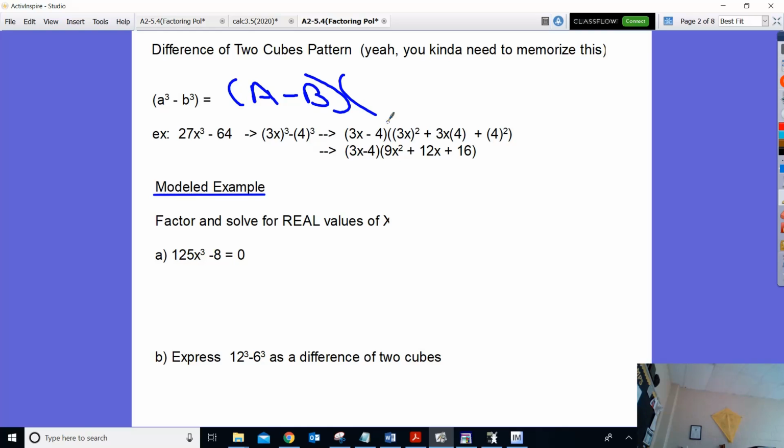A minus b times a squared plus ab plus b squared. Right. Probably also in your notes somewhere too. I almost had it. I had it mixed up. It's a cubed minus b cubed. It starts with a minus b. That's how it starts. Now, there's also a sum of 2 cubes, and the lettering is the same, it's just the signs are different. We're only going to do the first modeled example here.